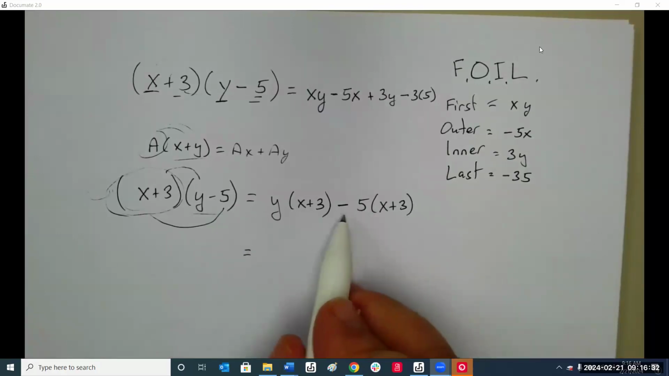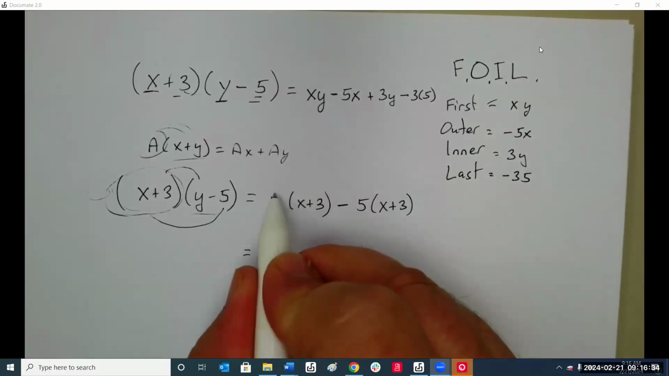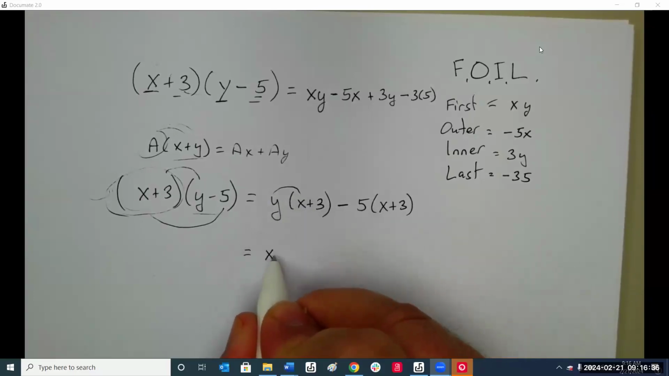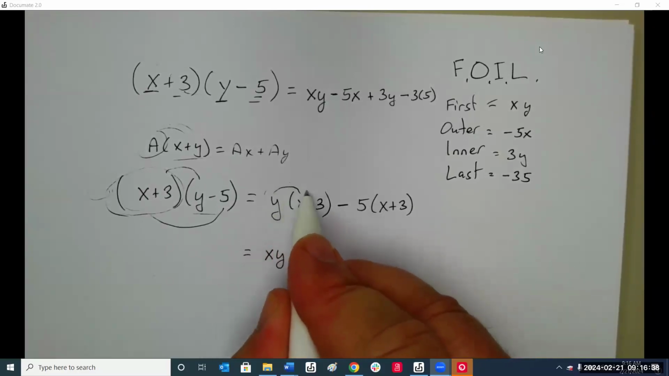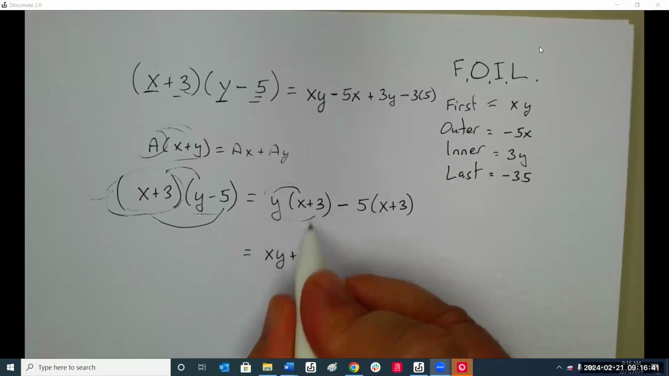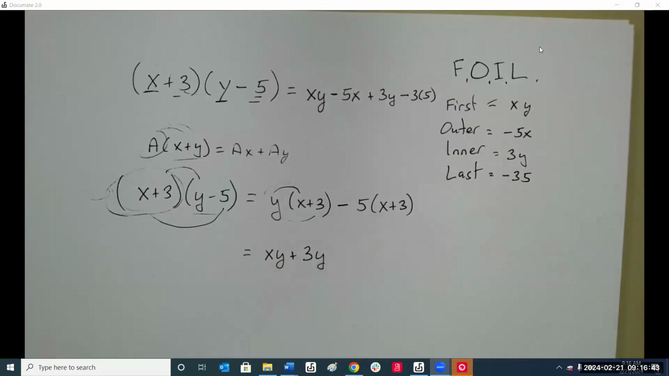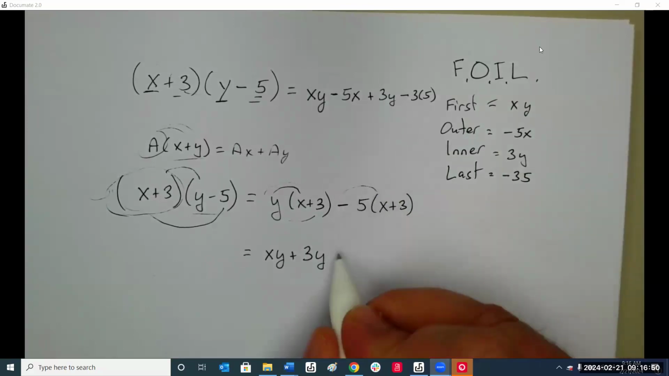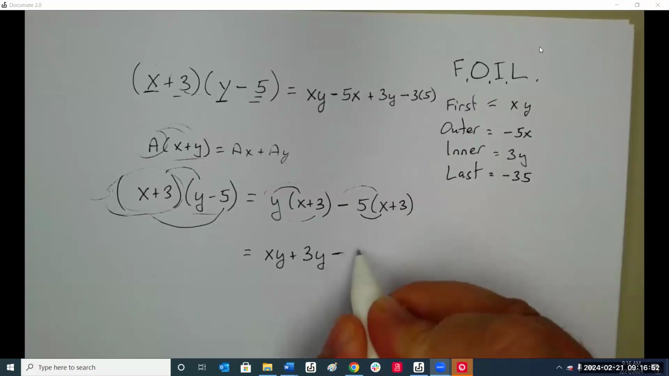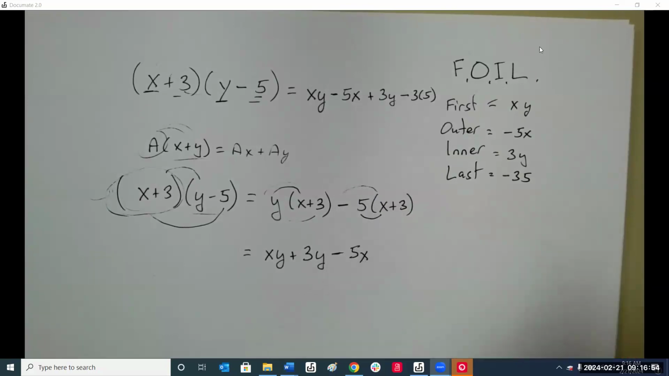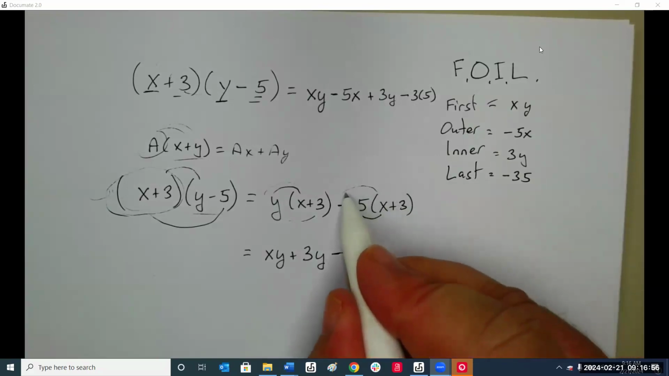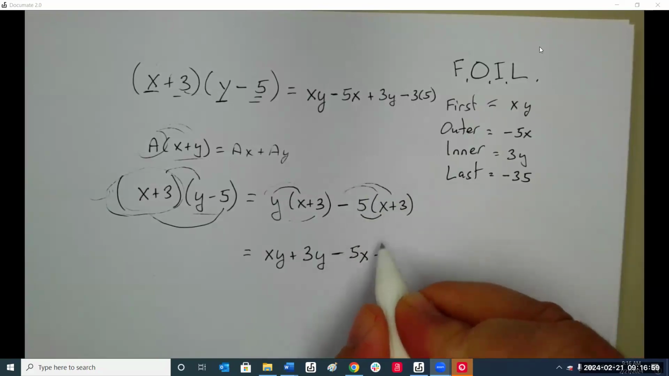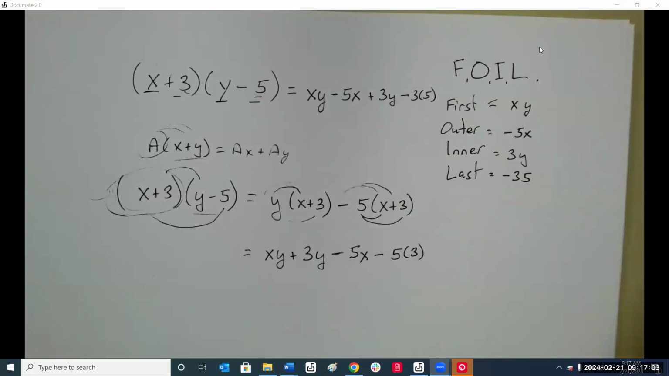Now we have smaller ones. We have a coefficient, so we multiply. X times y is xy. Positive times positive is positive. Y times 3 is 3y. Negative times positive is negative. 5 times x is 5x. Negative times positive is negative. 5 times 3 is 15.